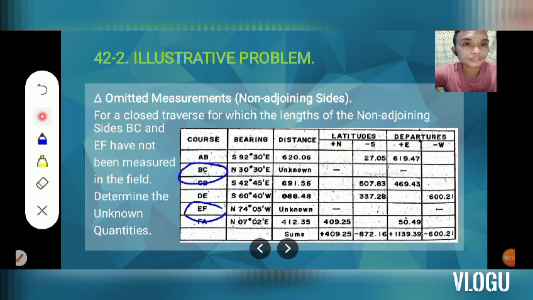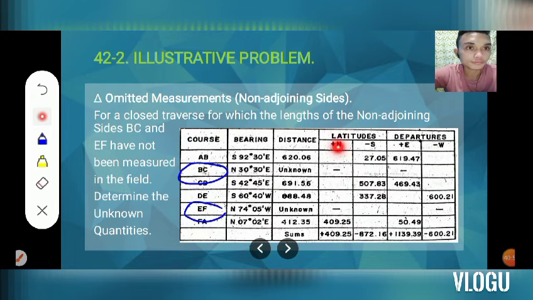For DE, since it is south and west, we fill up the table in south and west. So we have south 337.28 and west 600.21. EF is also unknown, so we cannot determine its latitude and departure, which are north and west. For FA, the latitude is 409.25, while the departure is 50.49.